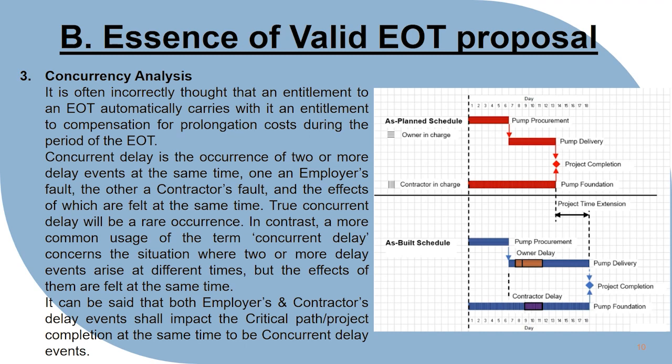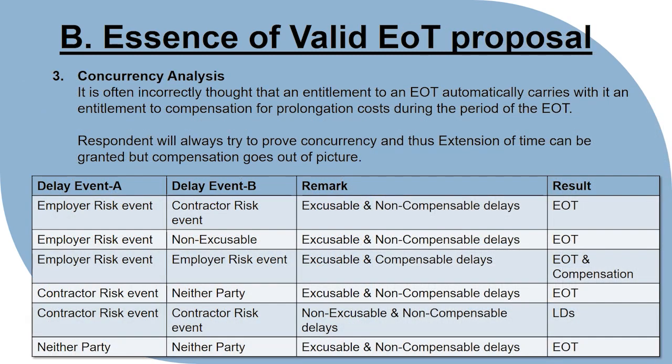There, concurrency and delay analysis plays an important role. The employer will always try to prove concurrency, and thus extension of time can be granted but compensation goes out of the picture. The table below will brief the effect of concurrency on extension of time and prolongation cost claim. If delay event A is caused by the employer and delay event B is caused by the contractor, then it is an excusable and non-compensable delay, and in this case extension of time can be granted but compensation cannot be awarded. If both delay events are caused by the employer, then it is an excusable and compensable delay. In this case, extension of time shall be granted and compensation shall be awarded.